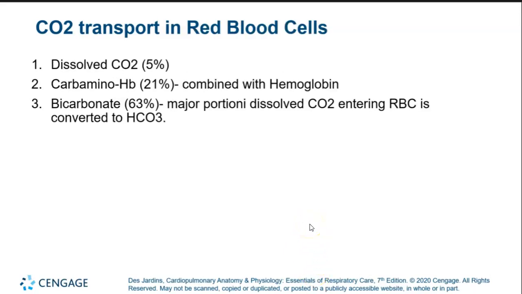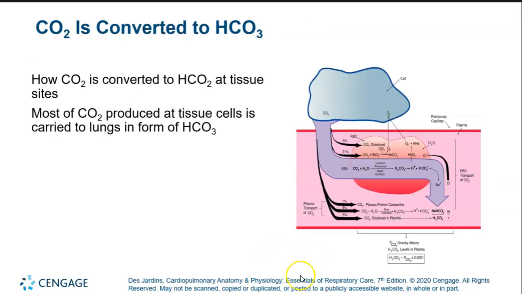Okay. Then there are 3 ways we transport it in the red blood cells, and again, most of it is transported this way. There's 5% that's dissolved in the red blood cells as carbon dioxide. There's about 21% that's combined with hemoglobin. And then the majority, 63%, is CO2 that's dissolved in the red blood cells that gets converted to bicarbonate, HCO3. So those are the 6 mechanisms and the breakdown of how much gets transported which way.